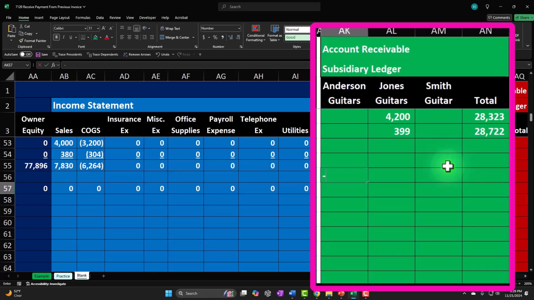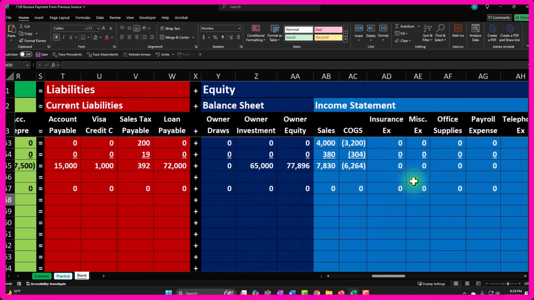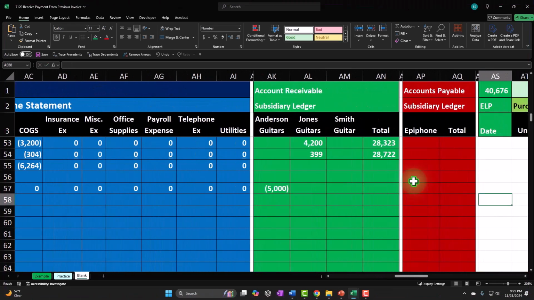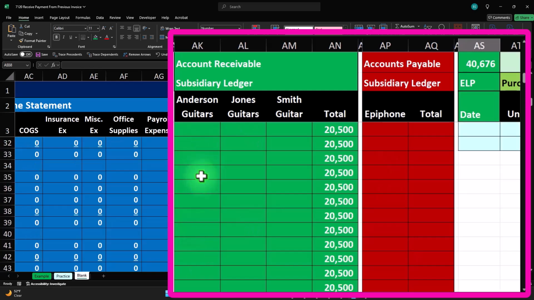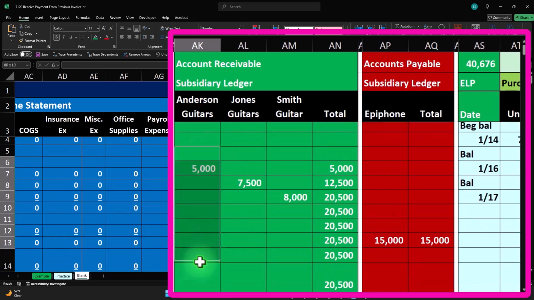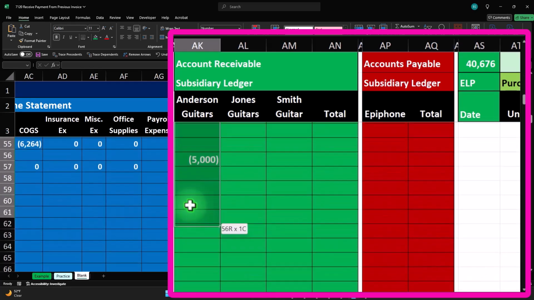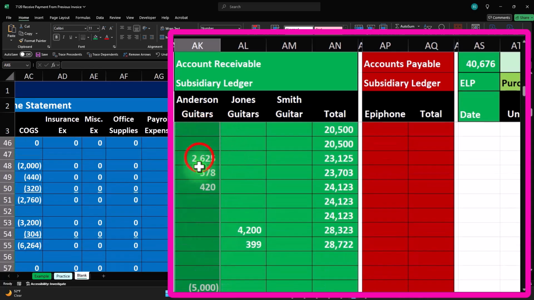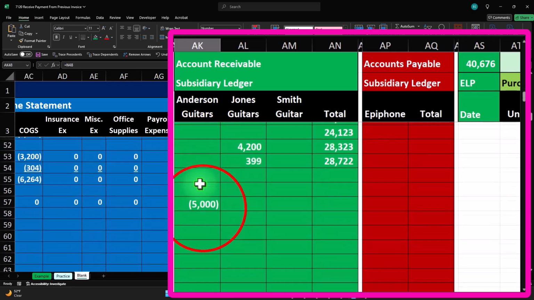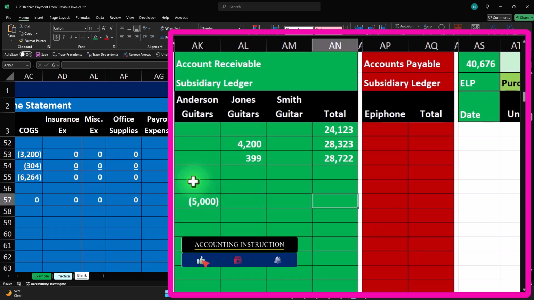Anderson Guitar, I'm going to say this equals or negative, and I'm going to pull over that 5,000 into the subledger. So now this column represents what's owed from Anderson Guitars. They had 5,000. And then we invoiced them again for these three, and then they paid us 5,000. So now they owe us 3,623, which are these three. That's how my subledger is basically working. I'm trying to make it as streamlined as possible for our worksheet here.